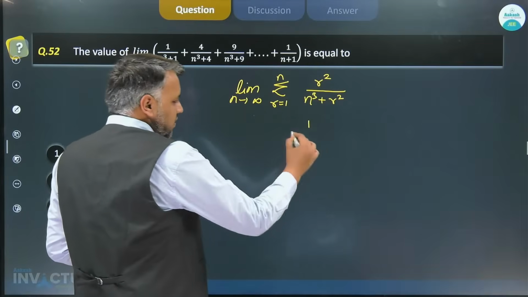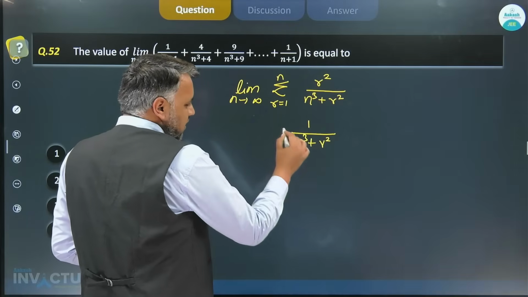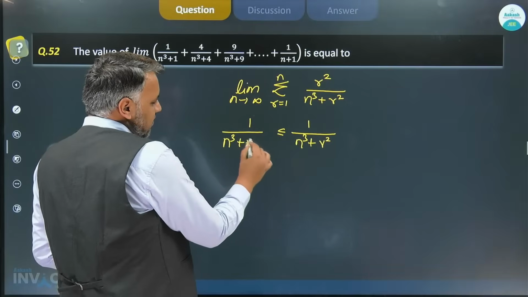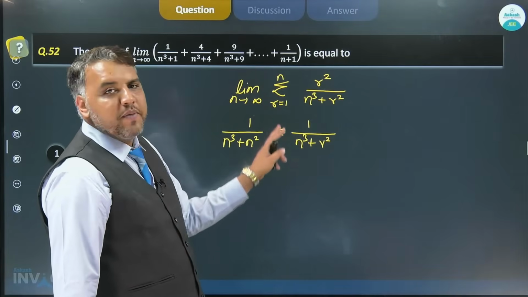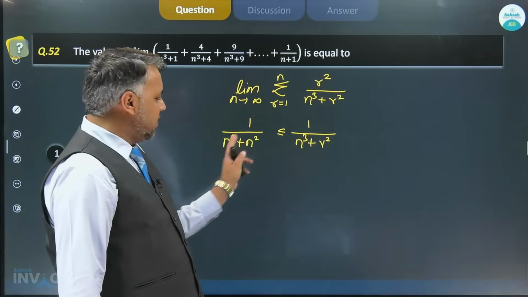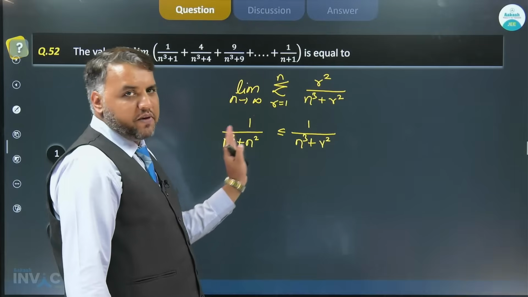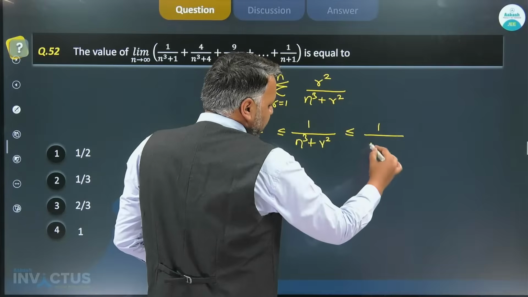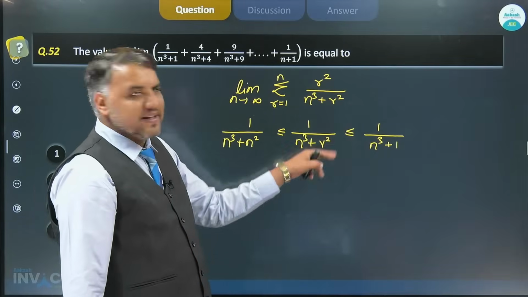Simply we have to write that 1 upon n cube plus r square will be greater than or equal to 1 divided by n cube plus n square. When r takes the maximum value, this overall will be minimum. So its minimum value will be this. I mean, this will be greater than or equal to this for every r between 1 to n. Similarly, this will be smaller than or equal to 1 upon n cube plus 1. You can put the minimum value of r to maximize this.